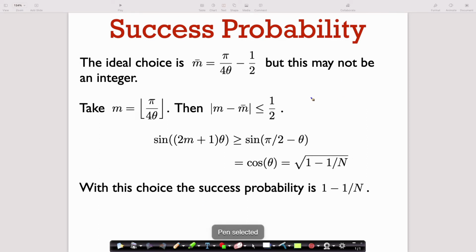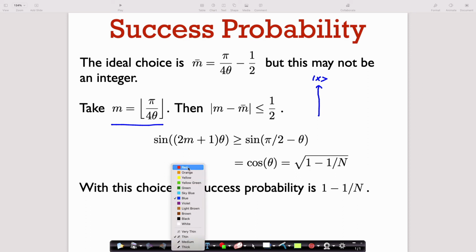Okay, so basically what this means in terms of our picture is we would like our final state to be x, of course, okay? But when we apply the Grover iterate m many times, what we can actually guarantee is that our state will be in some small region here.